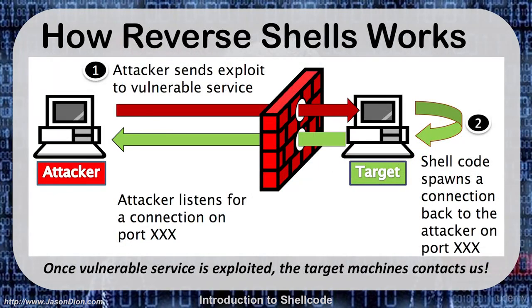Now, let's talk about how a reverse shell works on the other hand. A reverse shell is still going to send that exploit to the service. But when it gets to that target, the shellcode itself spawns a connection and calls back to the attacker. You're going to see that in our lab. We're going to set up a listening port on our Kali Linux machine so that when we attack the Windows machine, it will call back to our Linux machine and say, hey, I'm ready to talk to you.